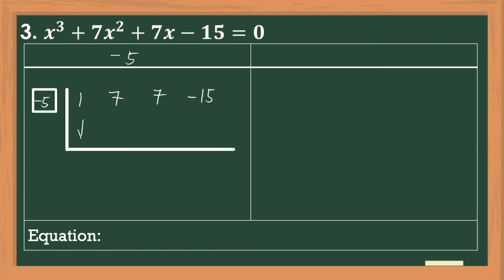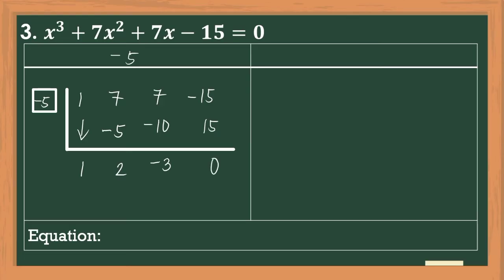We bring down 1. Then 1 times negative 5, that is negative 5. And then we add 7 and negative 5, that is 2. 2 times negative 5, that is negative 10. 7 plus negative 10, that is negative 3. And then negative 3 times negative 5, that is positive 15. Lastly, negative 15 plus 15, that is 0.